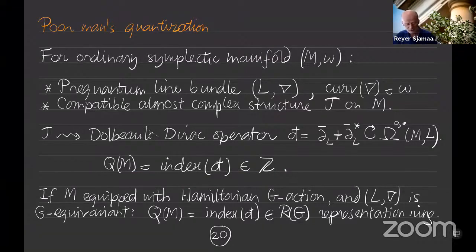If your data are all equivariant with respect to some Lie group G, M is equipped with some Hamiltonian action, and your line bundle is equivariant, then this index, the kernel minus the cokernel, will be representations of your group. So the difference will be a formal representation, a virtual character, or an element of the representation ring of the group.